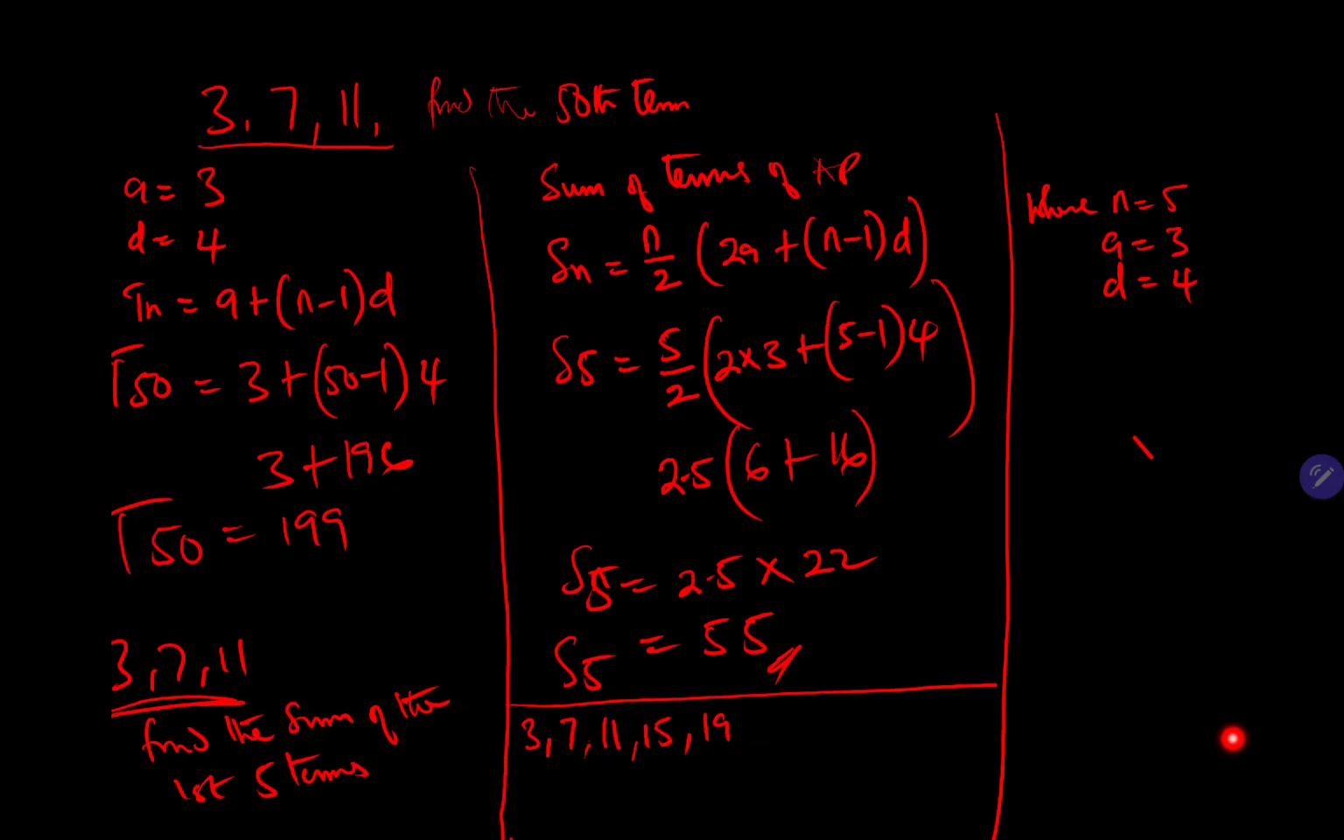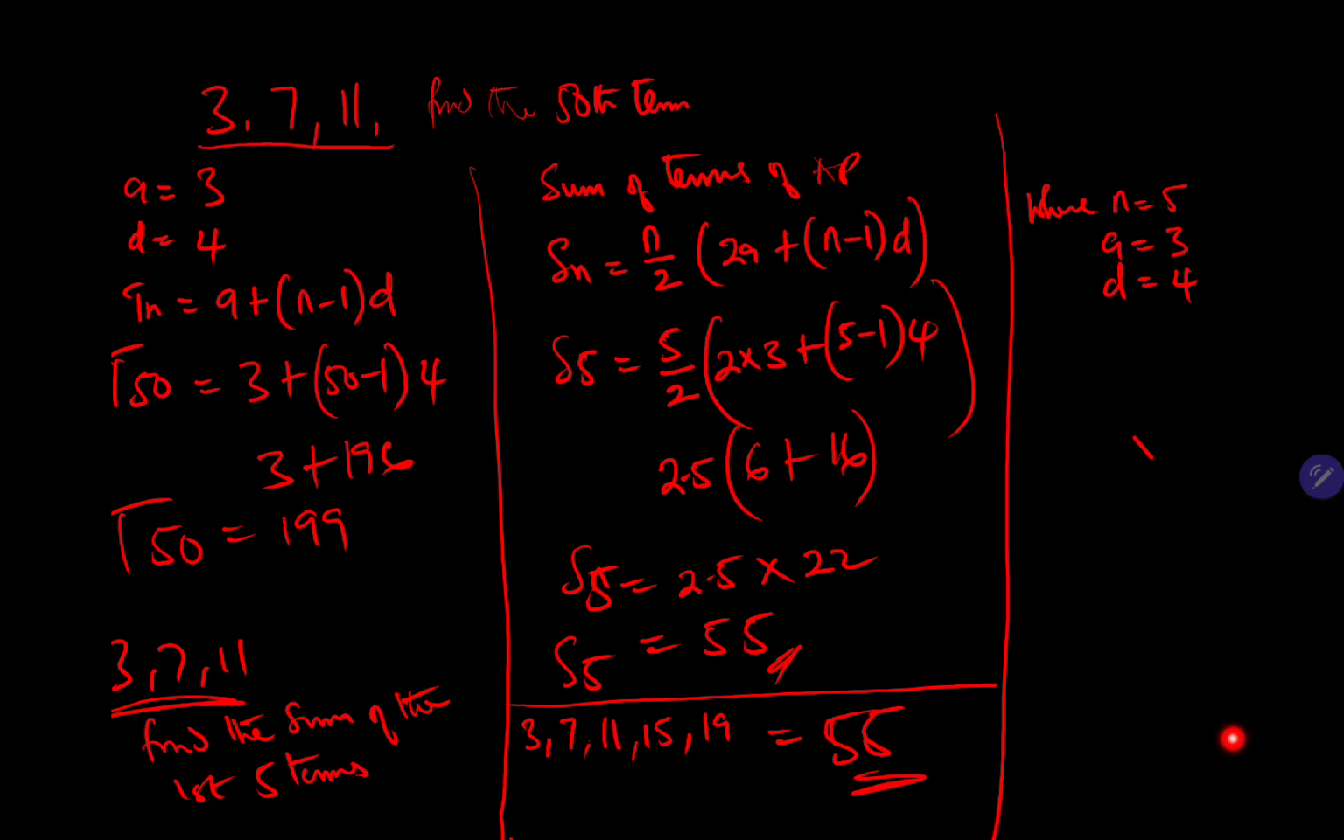So we add 3 plus 7 plus 11 plus 15 plus 19. Okay, I'm getting 55. 3 plus 7 is 10, 10 plus 11 is 21, 21 plus 15 is 36, 36 plus 19 is 55. So that justifies the use of this formula.